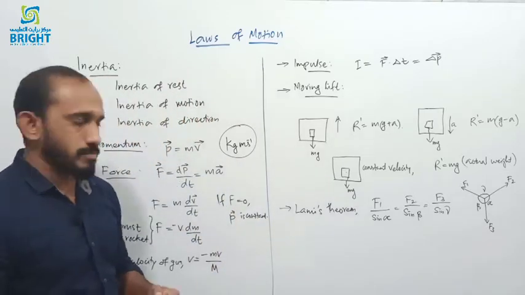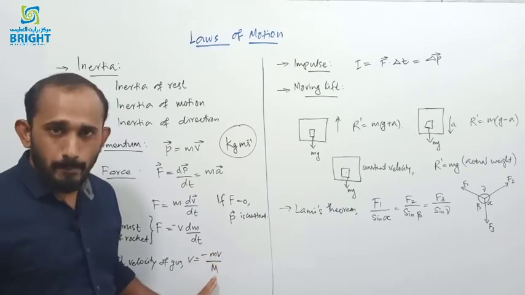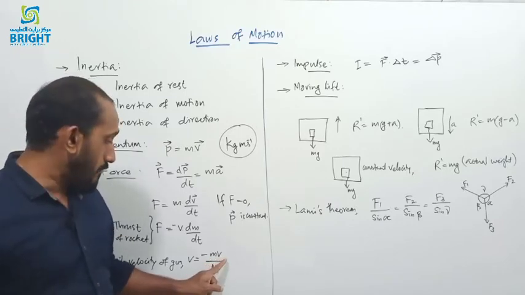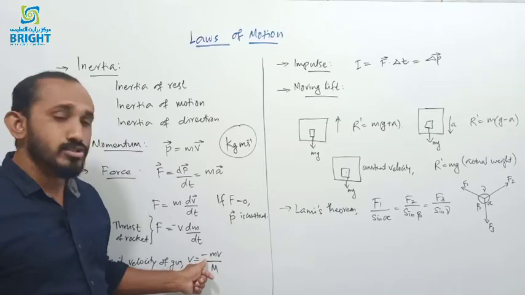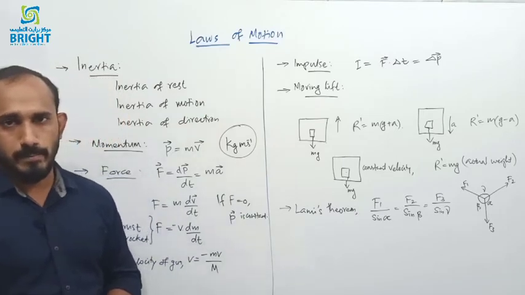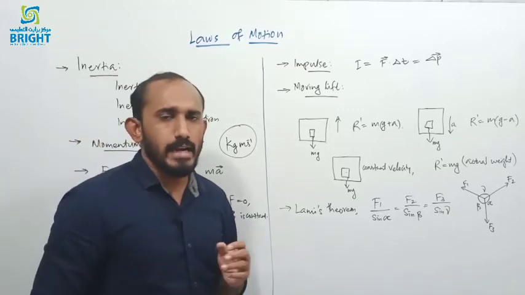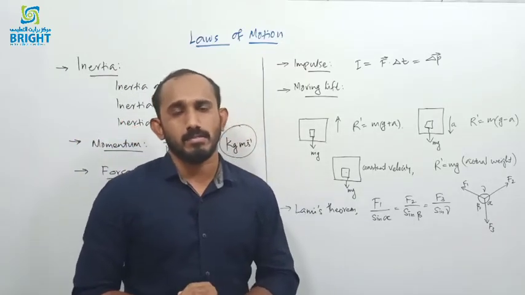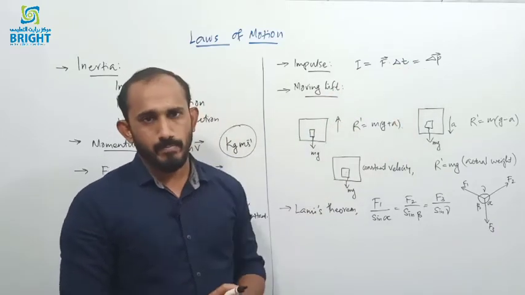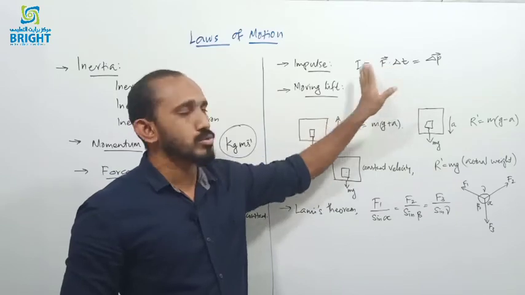From this concept we can get the recoil velocity of the gun: V is equal to negative mv divided by M. Here capital M is the mass of the gun, small m stands for the mass of the bullet, and v is the velocity of the bullet. The negative sign shows that the velocity of the gun will be in the opposite direction to the velocity of the bullet. This concept we get from the second law and the third law. From the second law, we can get one more term called impulsive force, or impulse simply. Impulse I is equal to force into time duration, F into delta t. How much time is the force acting on the body? The product of force and time gives you the impulse.